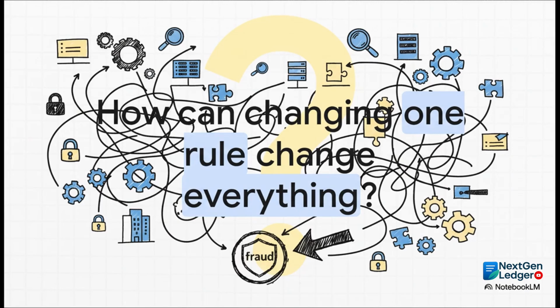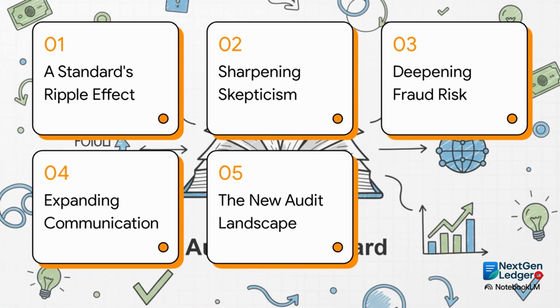So you might be asking yourself, how can one rule change really change everything? Well, it all starts with a simple idea. In a complex system like global auditing standards, no rule is an island. When you change a fundamental piece, especially one that deals with something as critical as fraud, everything connected to it has to adapt. Here's how we're going to tackle this.